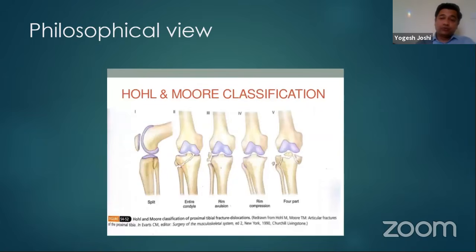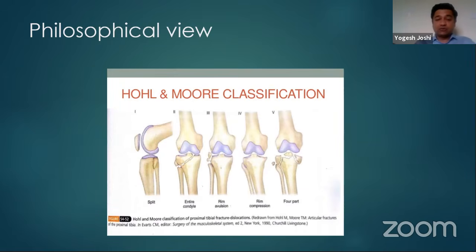Not to forget the Hohl and Moore classification, which was before the Schatzker classification. Specifically, note the type 1 split injury. These are posteromedial injuries. They are shear injuries. They go vertical in direction, and these have to be addressed because this can lead to instability of the medial compartment and cause quite a few problems. These have to be approached in a certain way, and we will talk about it in the next few slides.